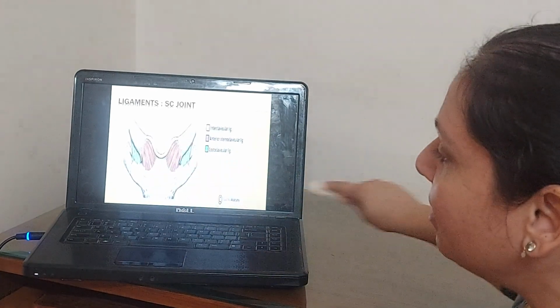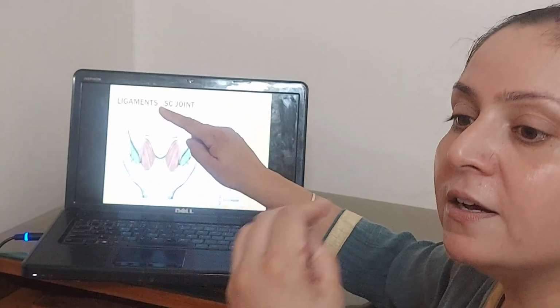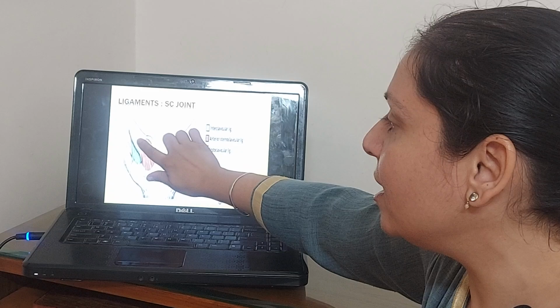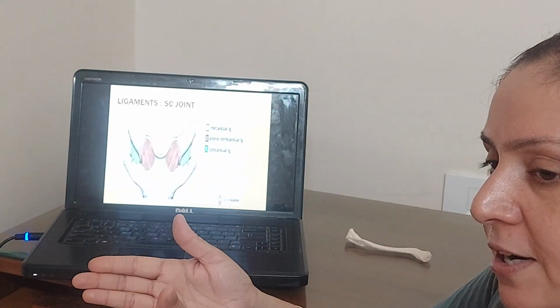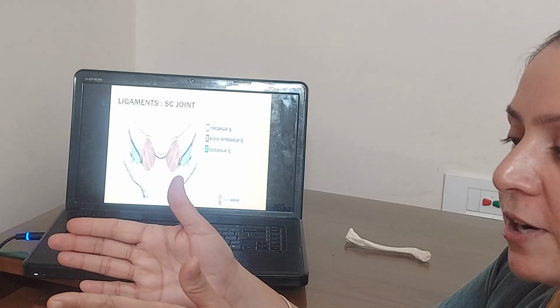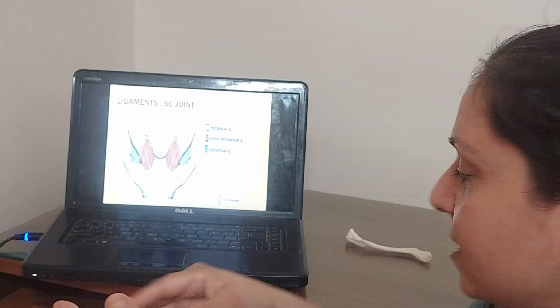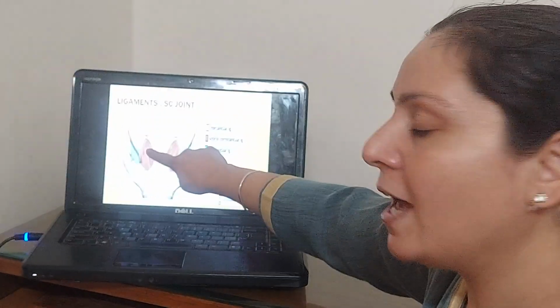As you can see for yourself over here, this ligament has two important fibers, that is the anterior sternoclavicular ligament and the posterior sternoclavicular ligament. Now the anterior sternoclavicular ligament and the posterior sternoclavicular ligament will help to prevent the anterior translation and the posterior translation of the medial end of the clavicle.